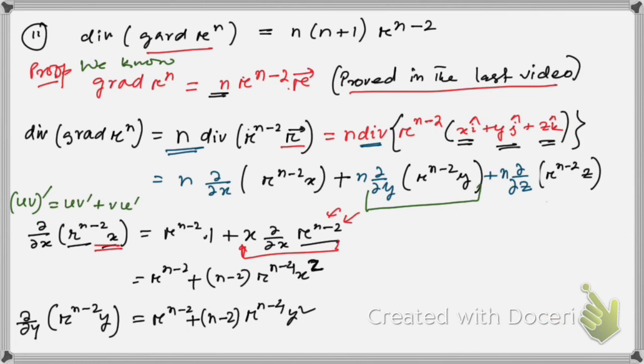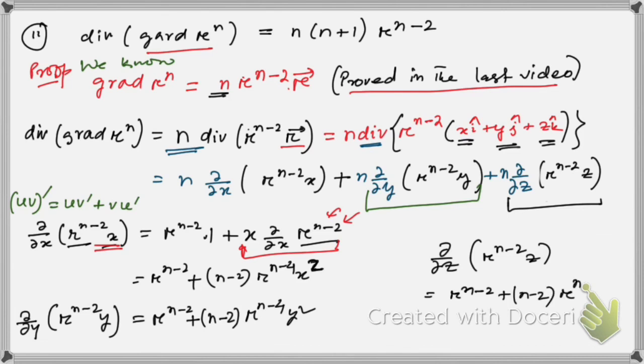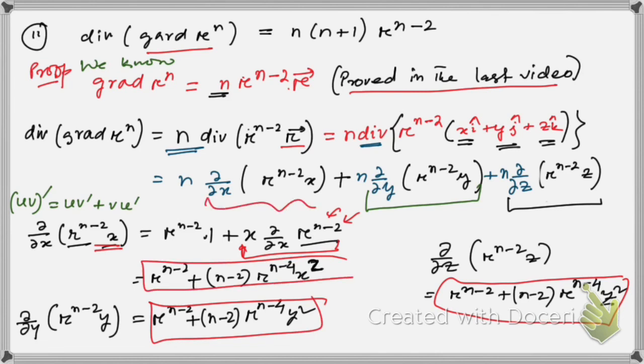Similarly, if you find the partial derivative of the z component, del by del z of r to the power n minus 2 z, that will be equal to r to the power n minus 2 plus n minus 2 into r to the power n minus 4 z square. Just replace x square by z square, that's it. So now we are going to use these three values. Here we have n, n, n also, so we can take n common, right?